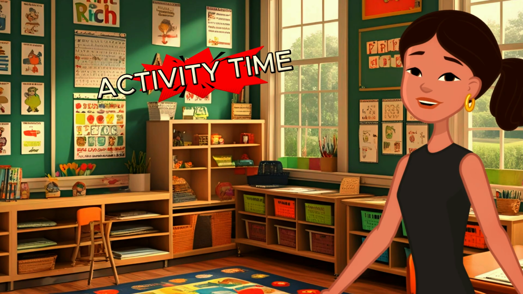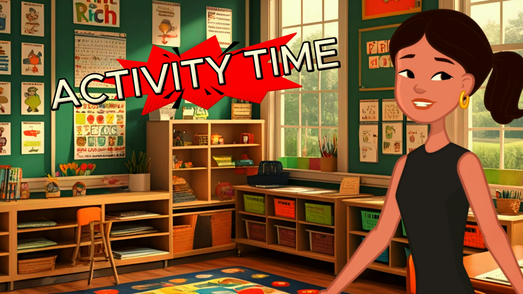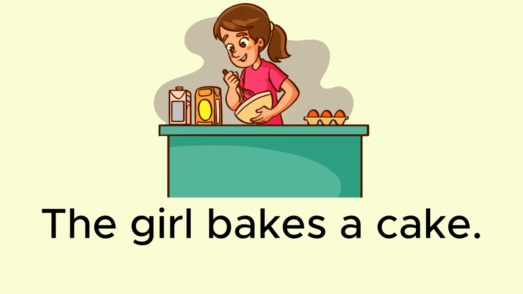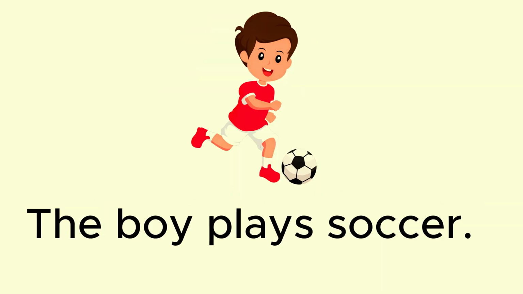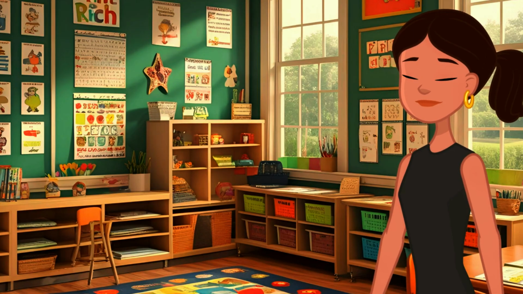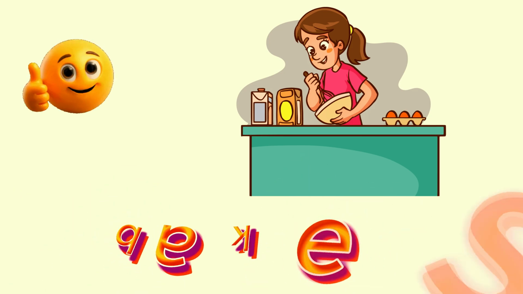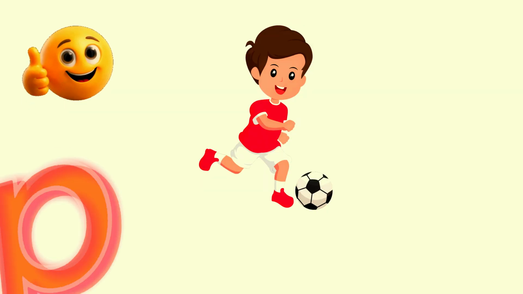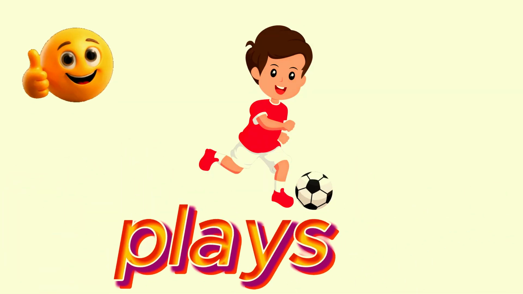Look at the pictures. Which word shows the action? The girl bakes a cake. The boy plays soccer. Awesome! Bakes is an action word. Plays is an action word.